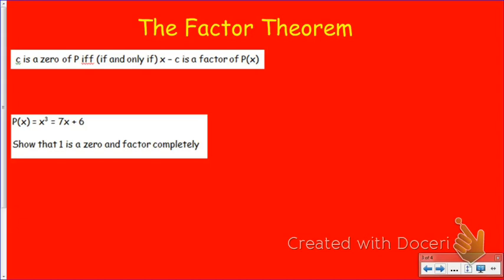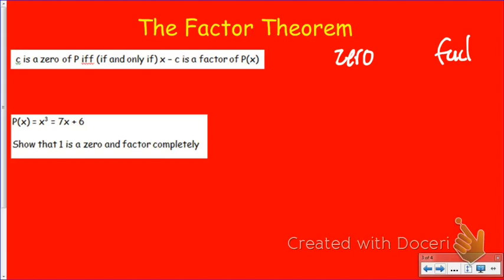And if and only if statements, what that means is that that statement is true both ways. So not only is c a 0 of p if x minus c is a factor, it also means that if x minus c is a factor, then c is a 0. So it actually has to read true both ways. And you guys have already learned this. It just might not make sense written out.